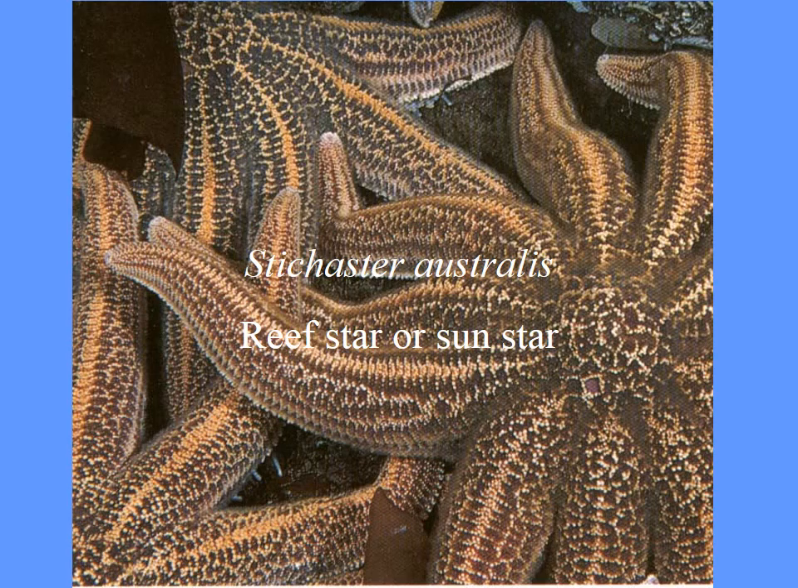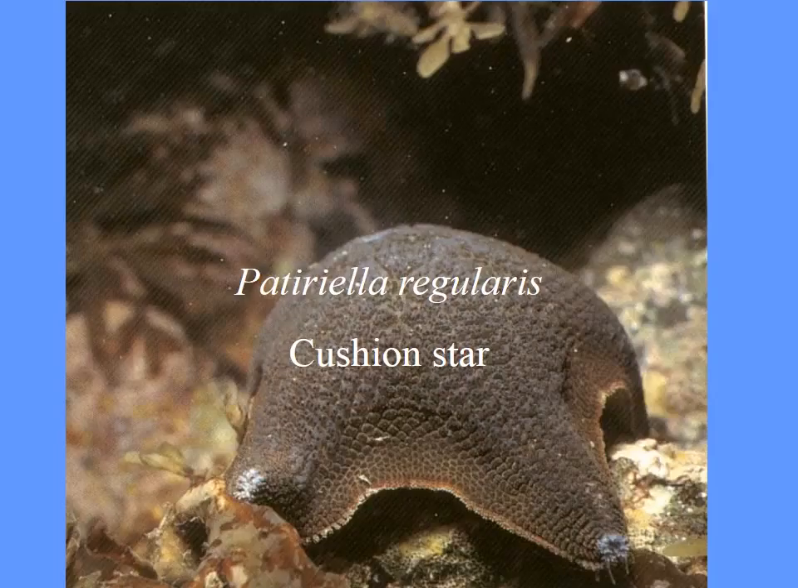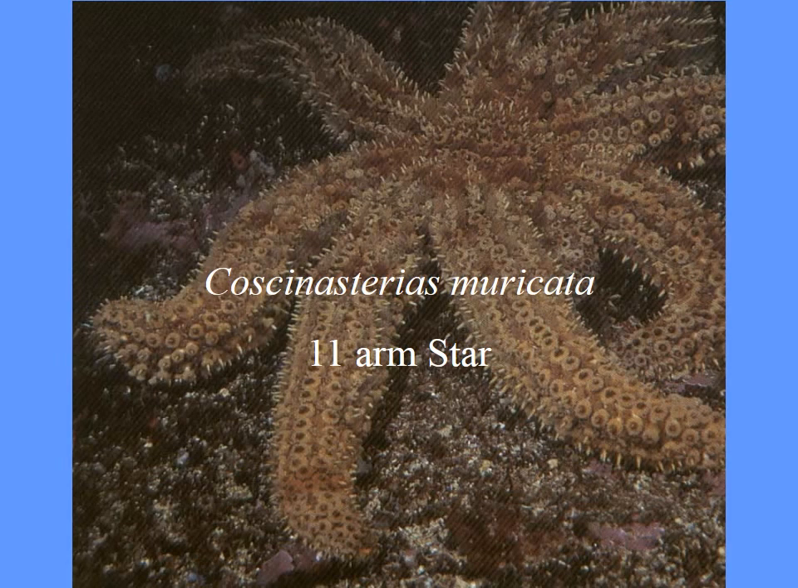The Stichaster australis, reef star, sun star, very common around Leisure Island, very common around mussel beds. Here is a cushion star, which you'll see everywhere, but all over Pilot Bay by the hundreds of thousands, maybe the millions. Here's an 11-armed starfish, also very common, let's say around the Tauranga Harbour on sandy bottoms and margins of rocky reefs.